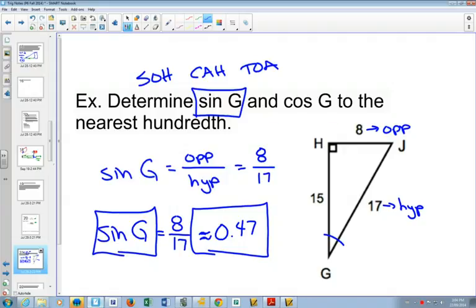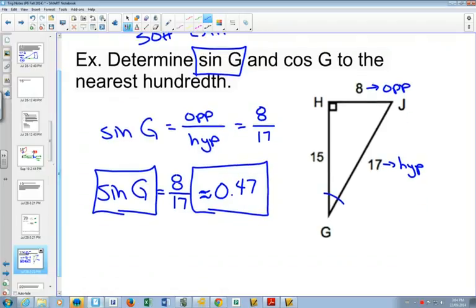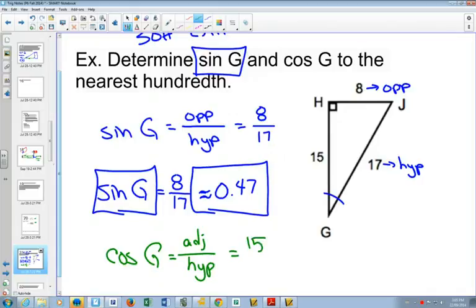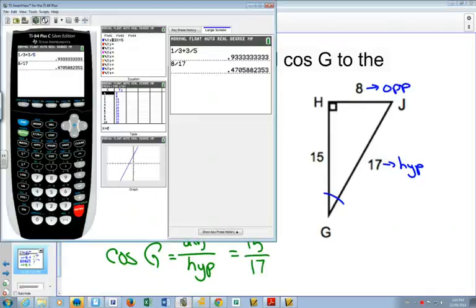Now for a cos ratio, for cos of g, well, this will be the adjacent side over the hypotenuse. And the adjacent side is 15 over 17. Go back to our calculator and figure out what 15 divided by 17 is. Approximately 0.88.